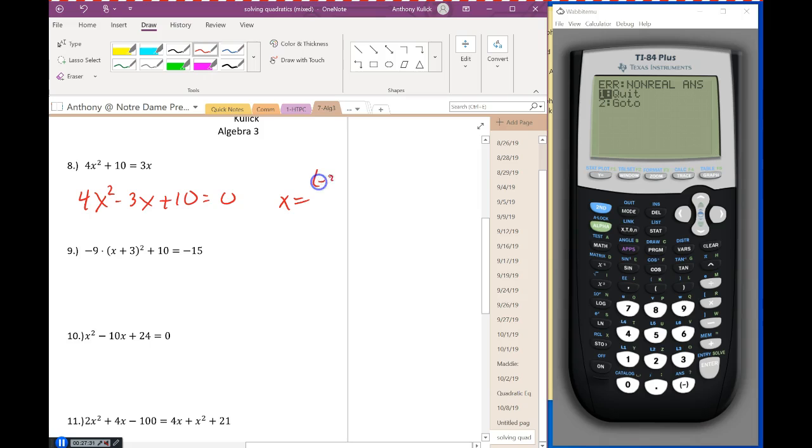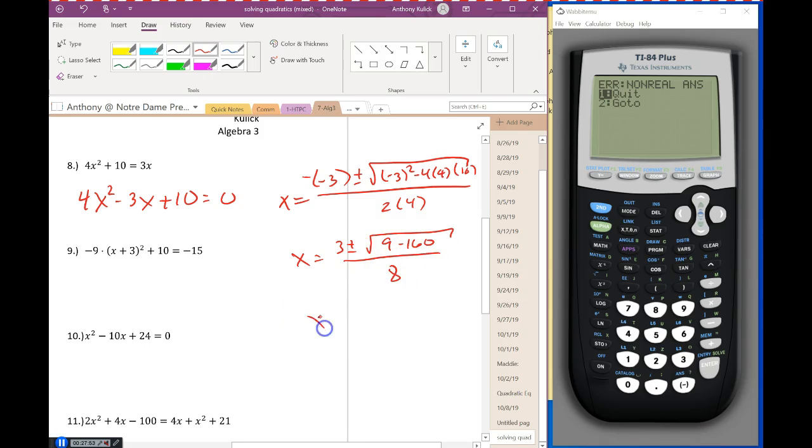So if I plug this into the quadratic formula, negative b plus or minus the square root of b squared minus 4ac, all over 2a, I get 3 plus or minus the square root of 9 minus 160, divided by 8. 9 minus 160 is negative 151 over 8. And what happens when I try to take the square root of a negative number? I cannot take the square root of a negative number.